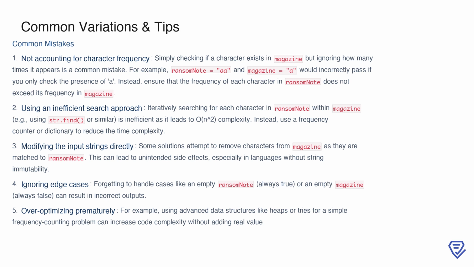Edge cases also require careful handling. For instance, an empty Ransom Note should always return true, while an empty magazine should always return false. Finally, avoid over-optimizing too soon. While it's tempting to use complex data structures like heaps or tries, they can make your code harder to read without providing significant benefits for this relatively simple problem.